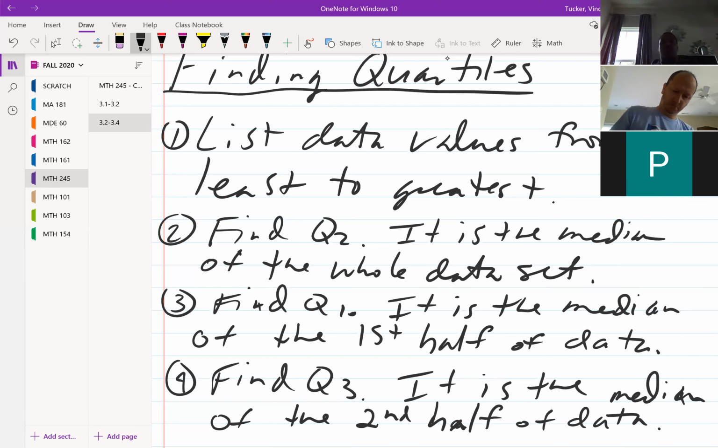All right. So, finding your quartiles. First, you want to list your data values from least to greatest. Then we're going to find Q2. Q2 is going to be the median of the whole data set, your middle value of the whole data set. Remember we talked about medians before. Now Q1 is going to be the median of the first half of data, because remember Q2 is going to split it in half. So then you have your first half of data. The Q1 would be the median of the first half of data, and then Q3 would be the median of the second half of data.